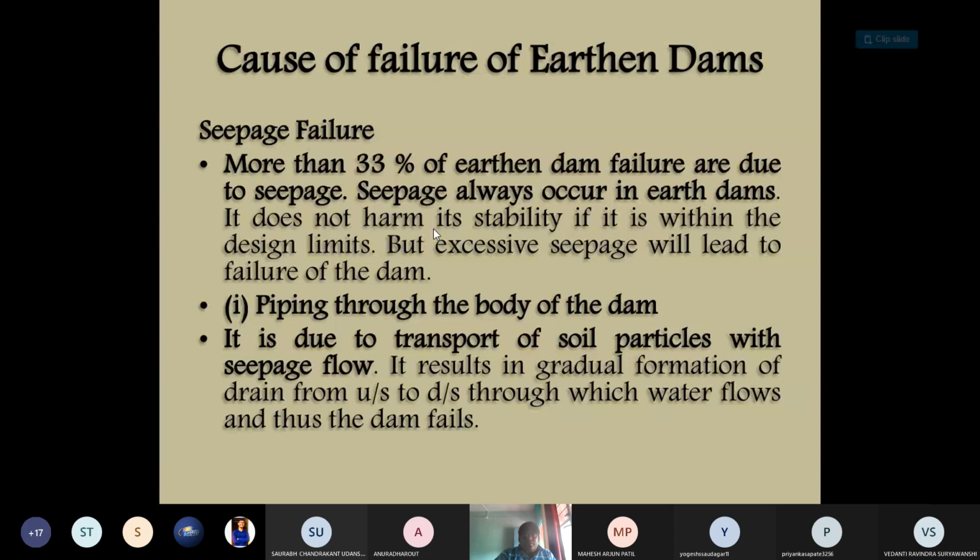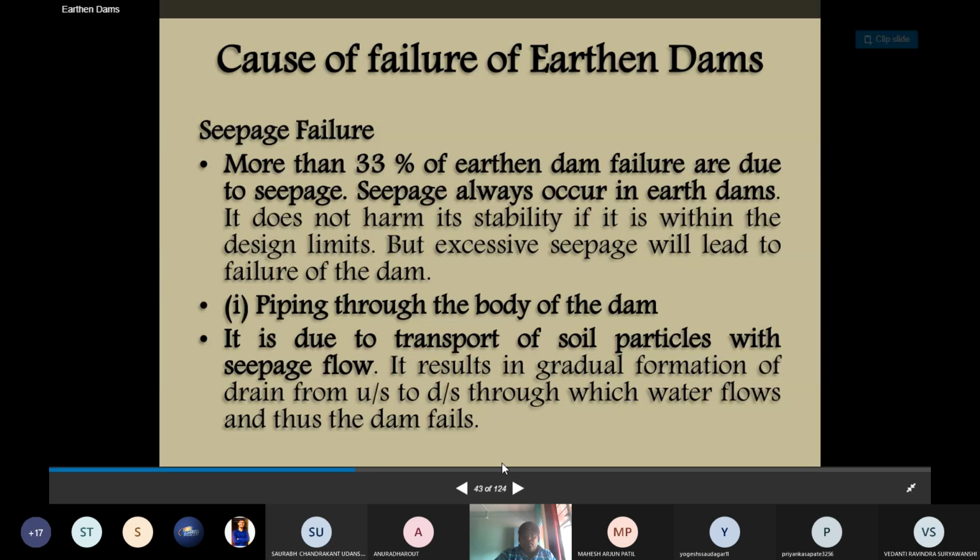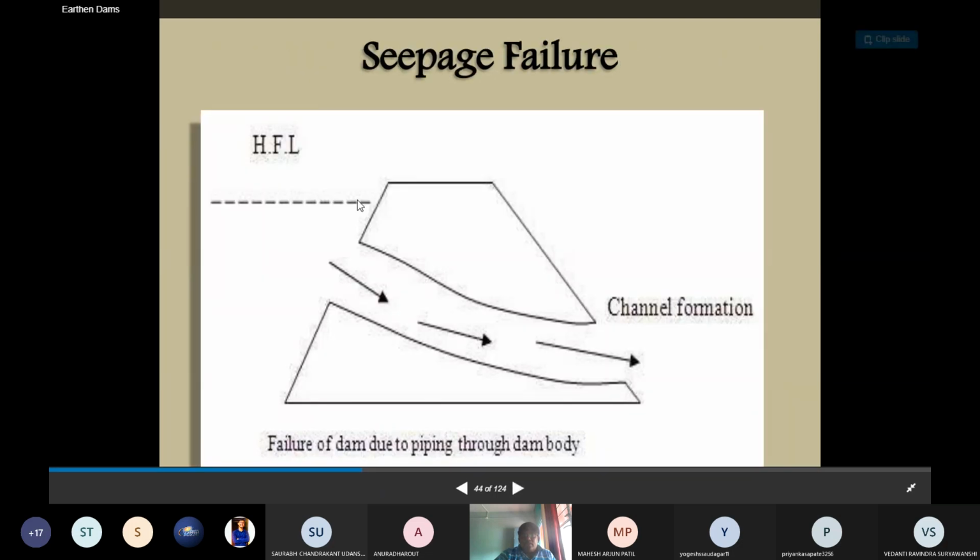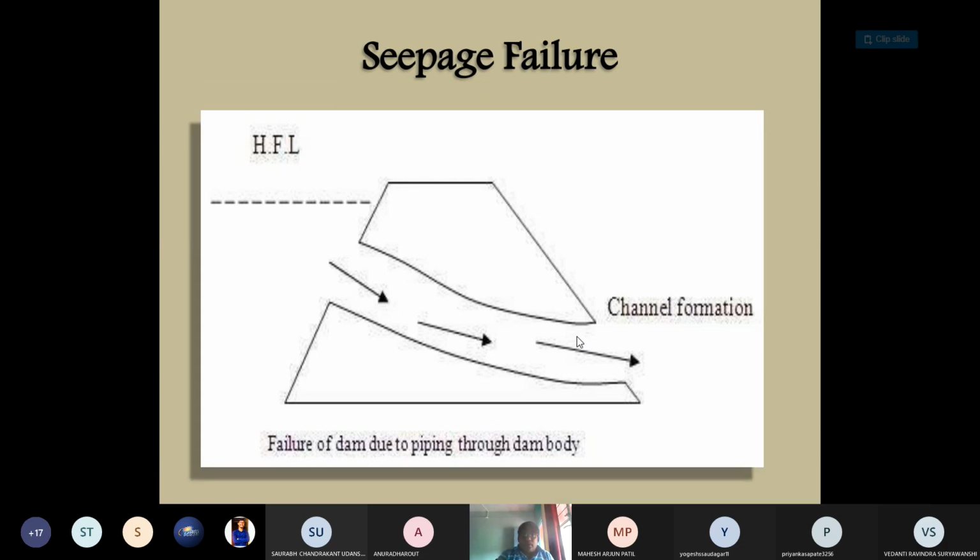So piping is one of the problems, that is, piping through the body of the dam. It is due to the transport of soil, that is, sloughing of the material because of the pore water pressure, because of the seepage flow. It results in the gradual formation of a drain from upstream to downstream through which the water flows, and thus the dam fails. See here, the seepage failure, piping, is also occurring in the section; you can observe it. So what will happen with the seepage failure?